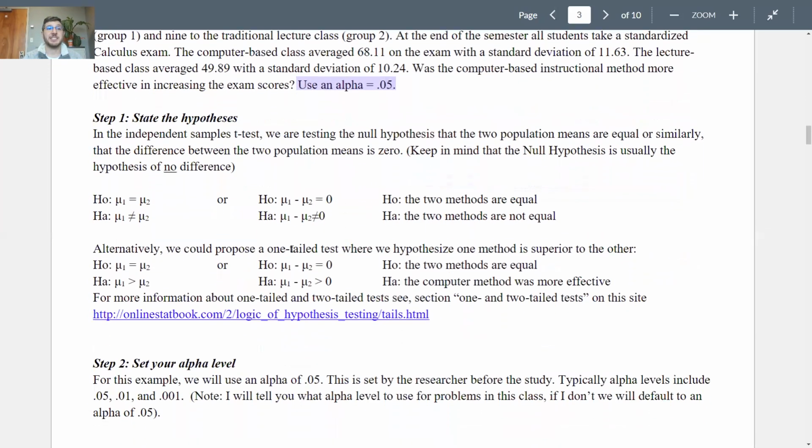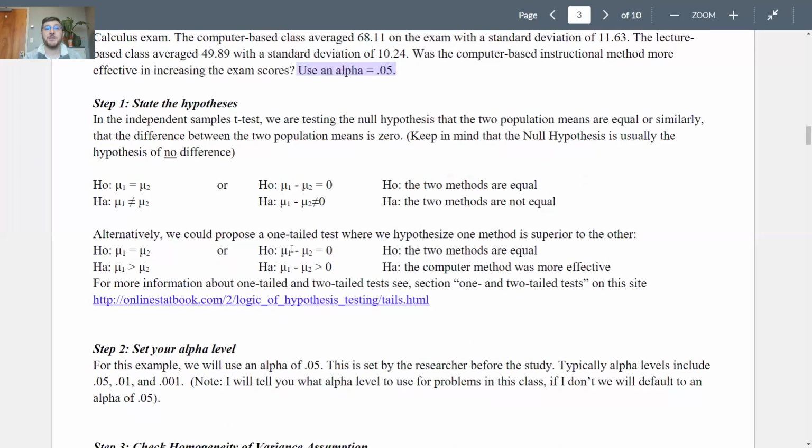So our first step is we're going to state our hypotheses. In the independent samples t-test, we're testing the null hypothesis that the two population means are equal, right? So that there's no difference in these two instructional methods. That's the same thing as saying that the population means are equal. A null hypothesis is always our hypothesis of no difference. If we can then find evidence that suggests that there is a difference, then we will reject that hypothesis. So the null hypothesis is always our hypothesis of no difference.